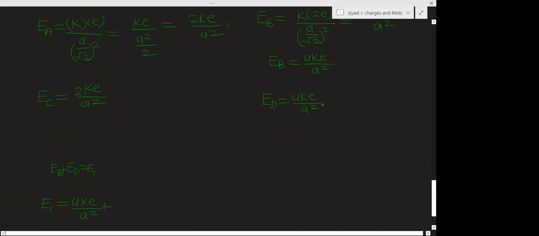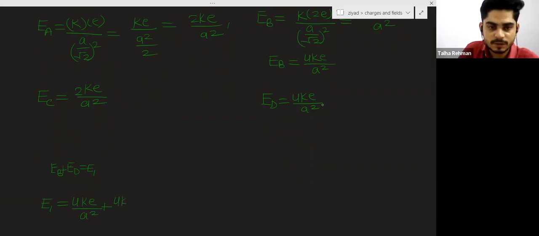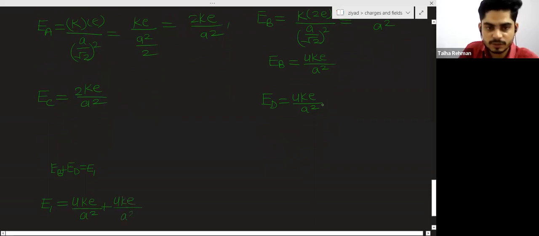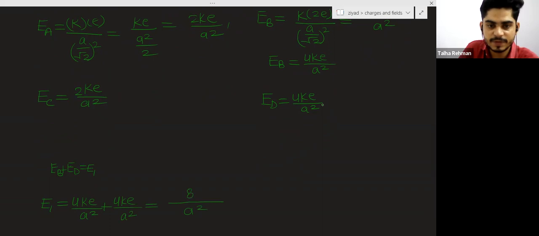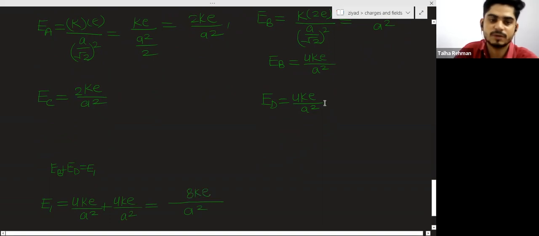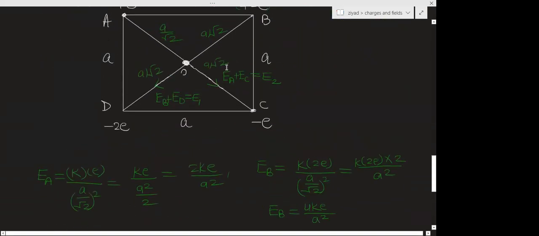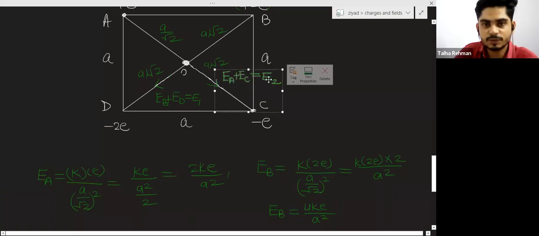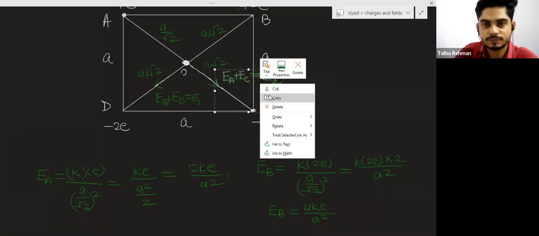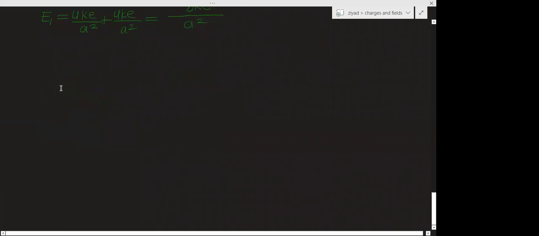ED also 4KE. Yes. Now take the LCM, A square. This will become 4KE plus 4KE, which is 8KE divided by A square. Yes, sir. Now calculate E2. Just E2 calculate. 2KE.